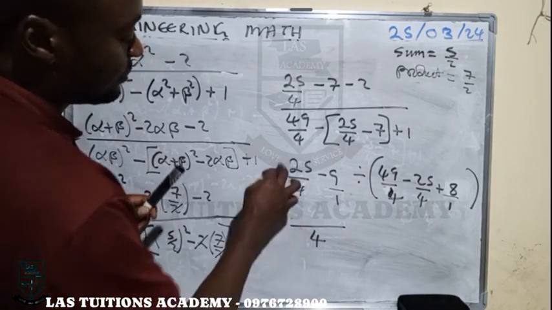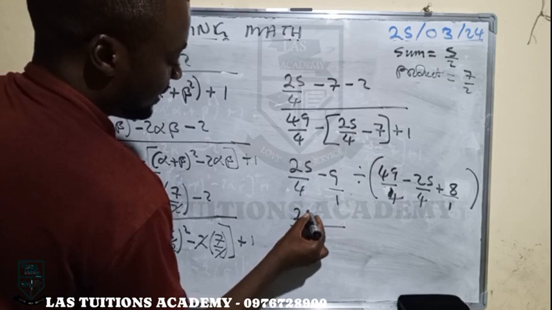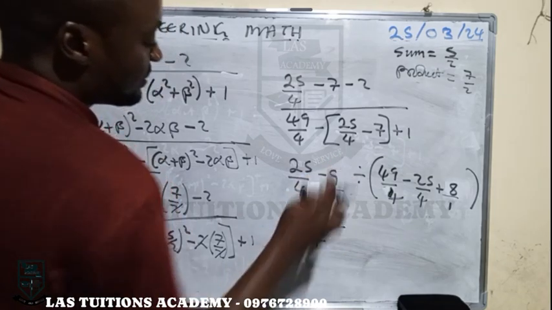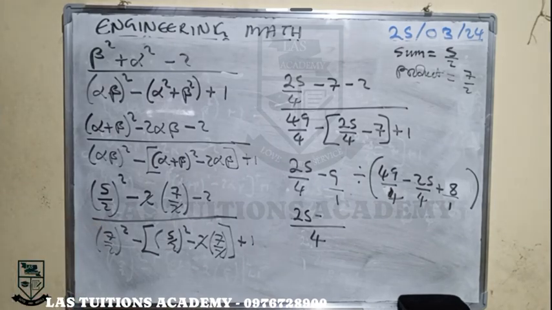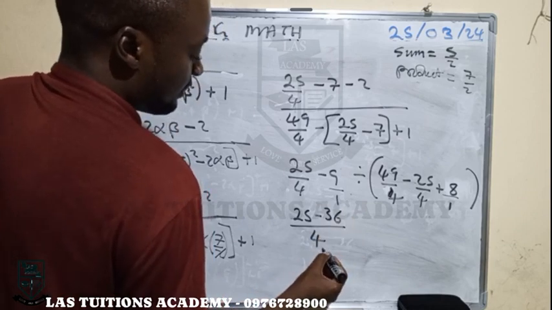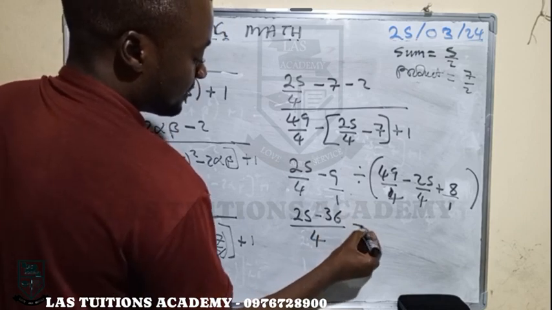1 times 25, we have 25. Minus 1 into 4 is 4. 4 times 9. What is 4 times 9? Should be 36, right? If I'm not mistaken. What do we get there?